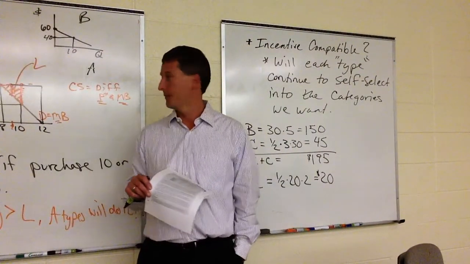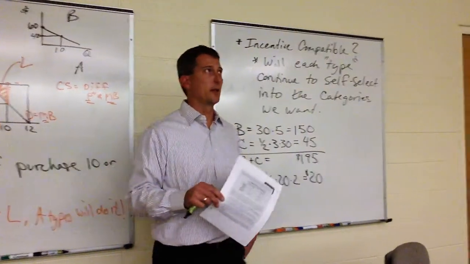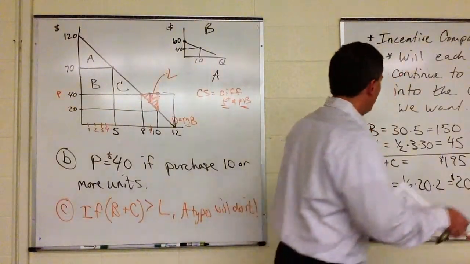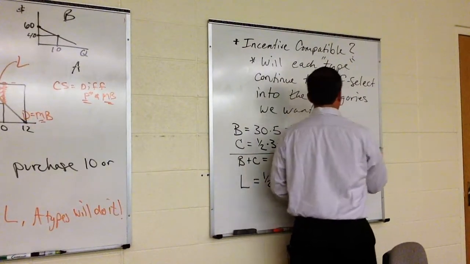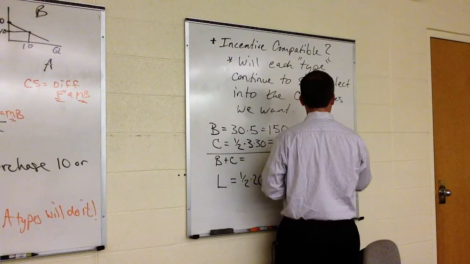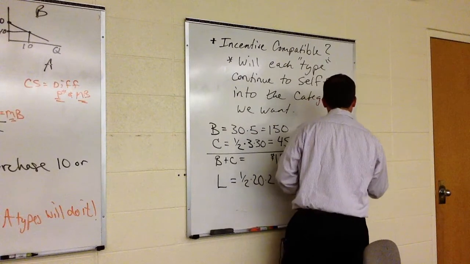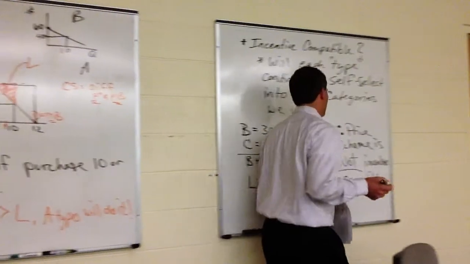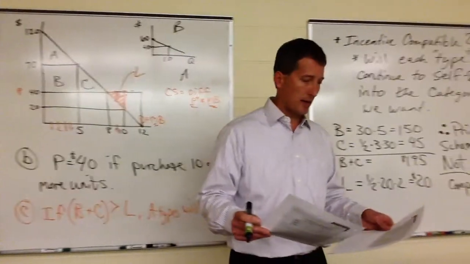Okay, Jesse? Since type A would jump onto that bandwagon, would that make them incentive compatible? Not incentive compatible. Correct. So therefore, the price discrimination scheme is not incentive compatible. Okay, anything else on this problem?